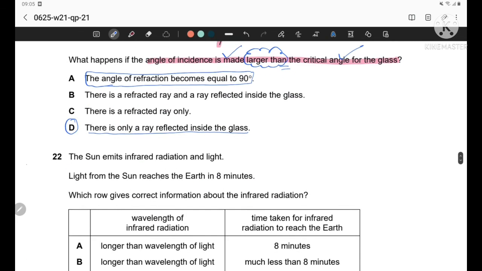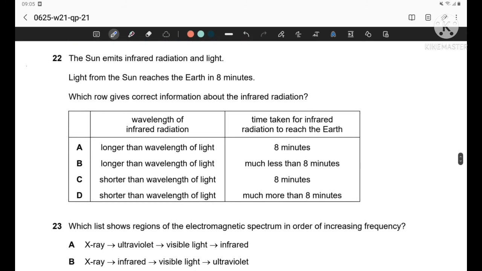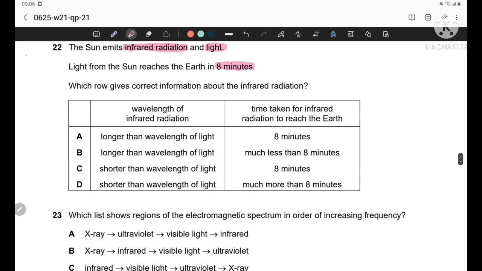Question 22. The sun emits infrared radiation and light. Light from the sun reaches the earth in 8 minutes. Which row gives correct information about infrared radiation? Option A says the wavelength of infrared radiation is longer than the wavelength of light, which is correct. You have to memorize the range of wavelength for all electromagnetic waves so you can identify this statement is correct. And the time taken for the infrared radiation to reach earth is 8 minutes.